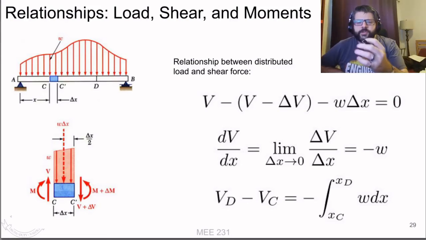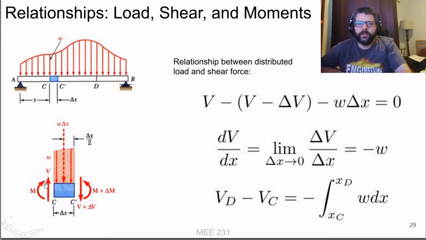Okay, so let's examine the relationship here a bit closer. Say we've got this beam with some sort of distributed load on it. If we examine a tiny little slice here, zoom in on there, we're going to see that the distributed load is going to cause some sort of change in the shear, based upon the magnitude of that distributed load across that section.